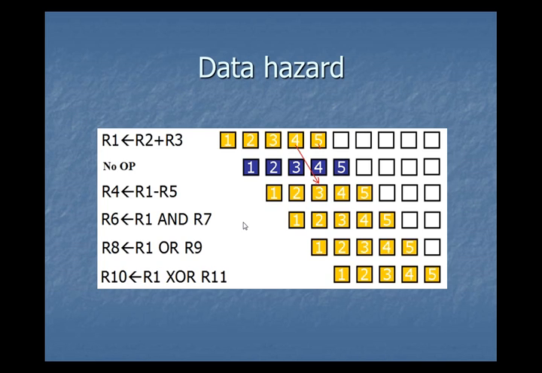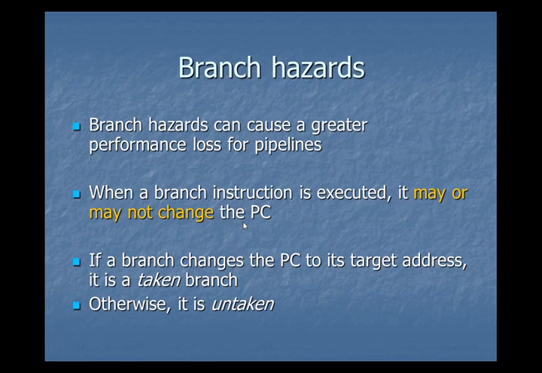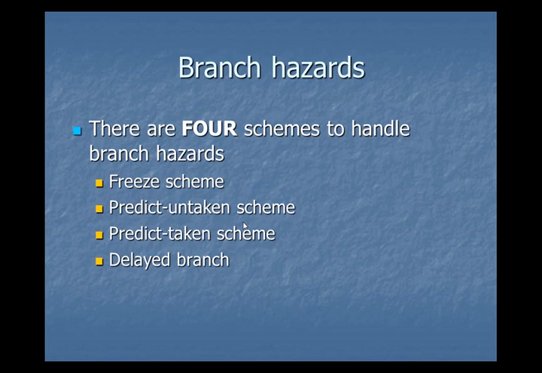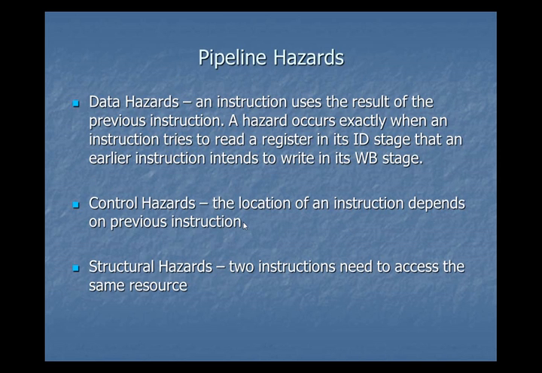Data hazard also has techniques, also known as forwarding. This is the branch hazard. These are the 4 schemes or methods to remove or handle the branch hazard: pre-scheme, predict untaken, predict taken, and delayed branch.